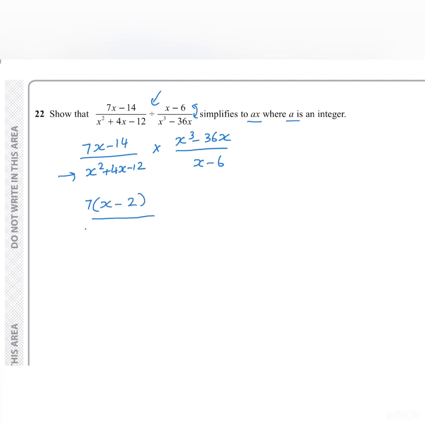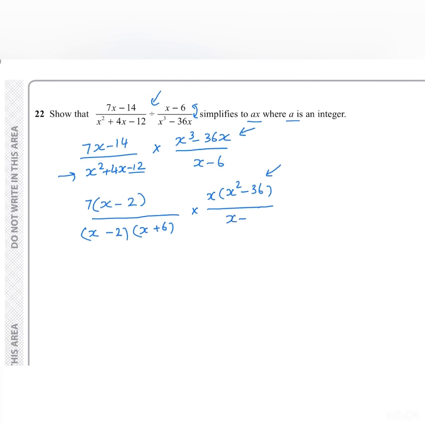Now this one here, again, is a quadratic, so we can factorize this into 2 brackets. So we've got x and 2 numbers that multiply to give you minus 12, but add together to give you plus 4. So that is plus 6 and minus 2. And then if we can factorize this one, we can take out x as a common factor to start off with, and you're left with x squared minus 36. Now 36 is a square number, so we can use difference of 2 squares in a moment here.